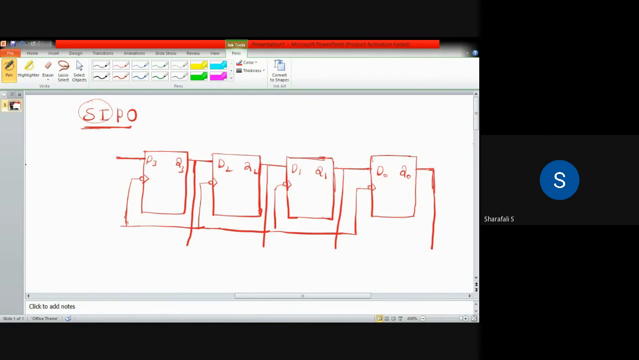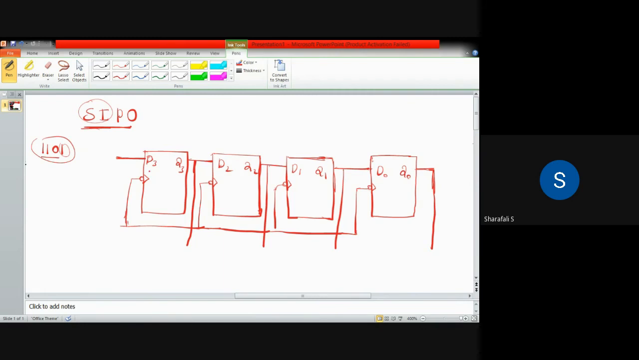Now the same scenario will happen. Let's consider the same number, 1101, and we have to give that particular binary value. So 1 will enter this D3 first, then 0, then 1, 1. This is the serial in. It also requires 4 clock pulses to completely store this data. This configuration also requires 4 clock pulses.